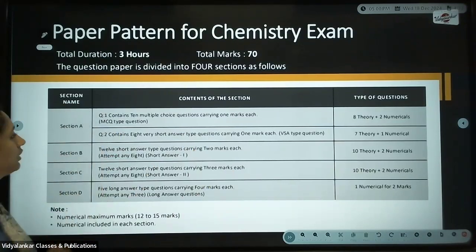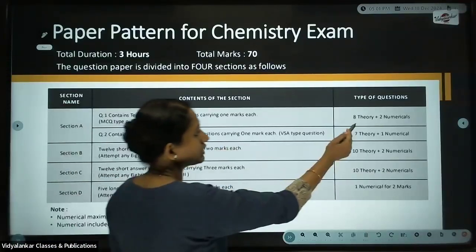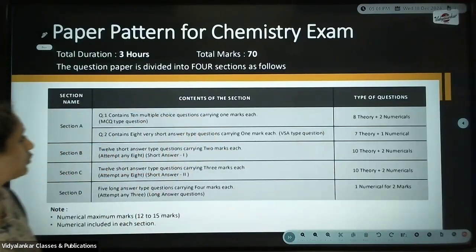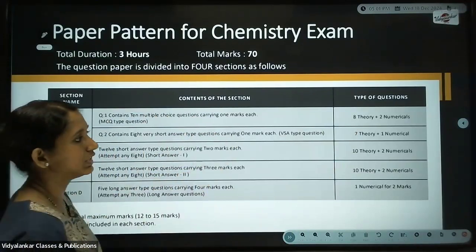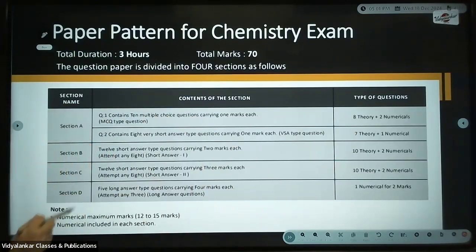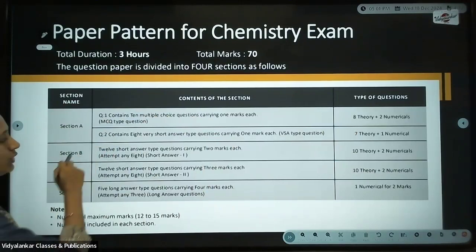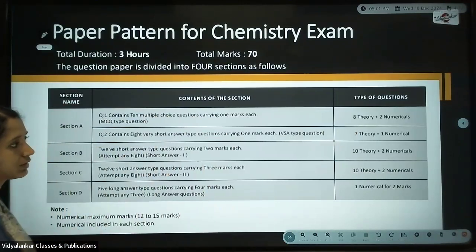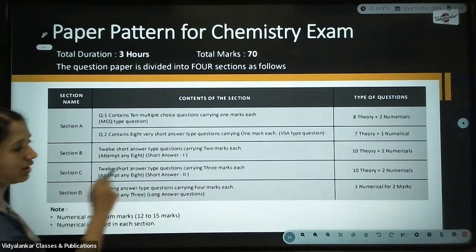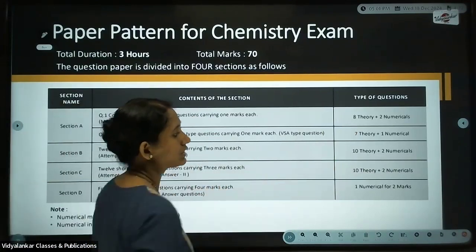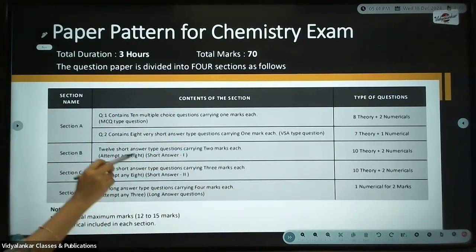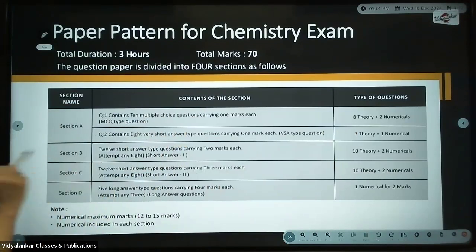In the MCQs of question number 1, you will find almost 10 theory questions with 2 numericals. This is based on the previous 4 to 5 years' question papers. In question number 2, as I said, very short answer type questions of 1 mark are asked, again 7 questions of theory with 1 numerical. There is a chance of getting a numerical in question number 2.